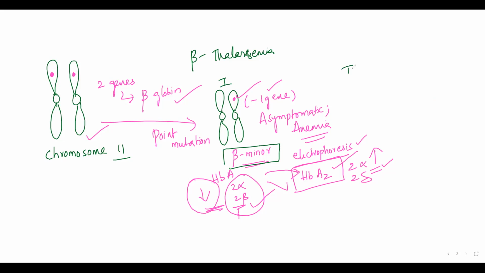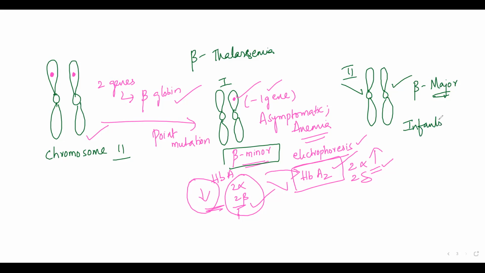There's another one where both the parental chromosomes number 11 get point mutated, and they lose both the genes. See, this has got mutated, this has got mutated, and they have lost the healthy gene which is responsible for the production of the beta globin chains. Then this condition will be called beta major thalassemia.